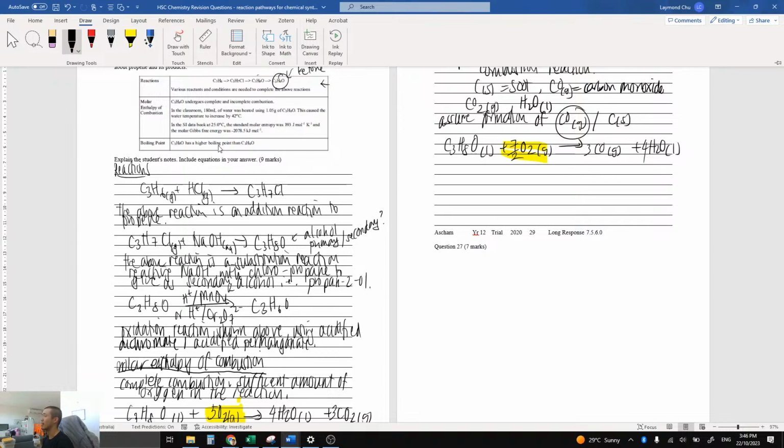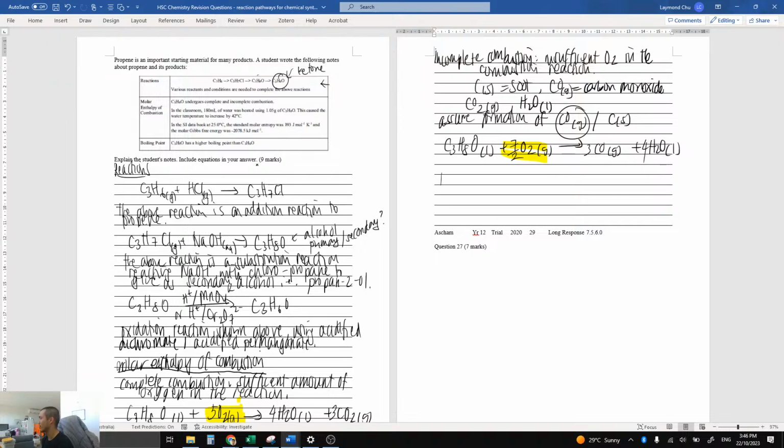Now, what's that last bit? C3H8O has a higher boiling point than C3H6O. So what does that mean? Boiling point. Love those questions. Oh, sorry. We're not done with that section. We still need to calculate these numbers.